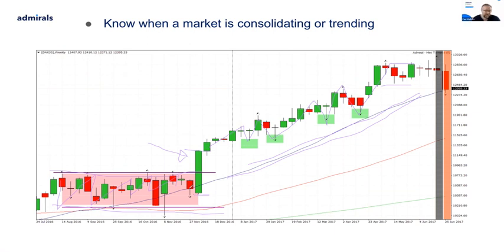When you look at a chart, and if you don't understand what's going on, just leave it alone. You'll find on the Admirals platform, there are hundreds and hundreds of different instruments you can trade. You don't need to force your trade. You don't need to push. What you want to be doing is finding charts where you can recognize and understand whether that market is consolidating or whether that market is in a clear trend.